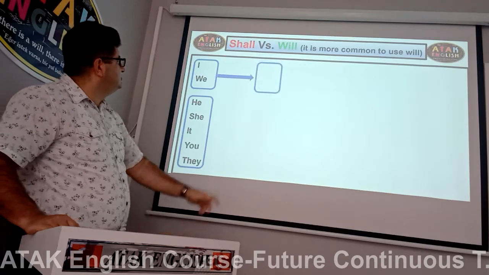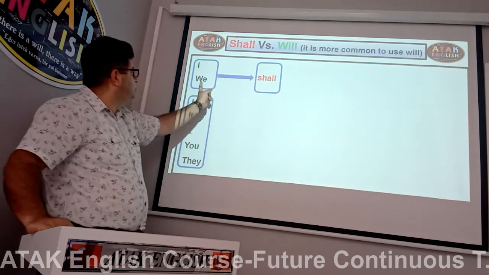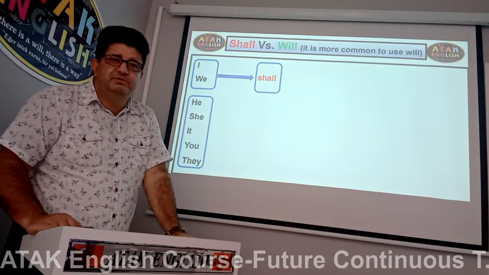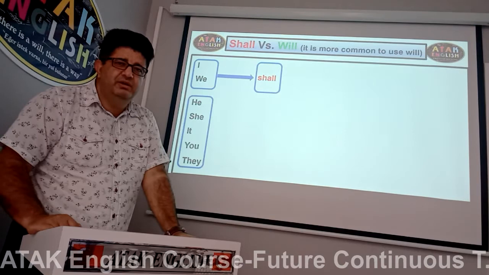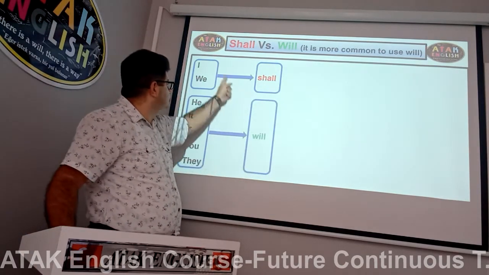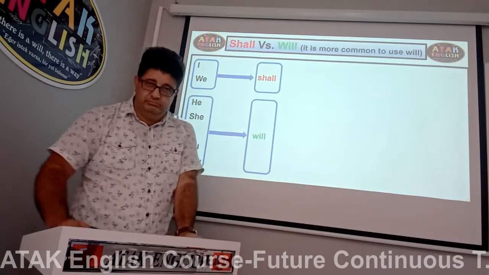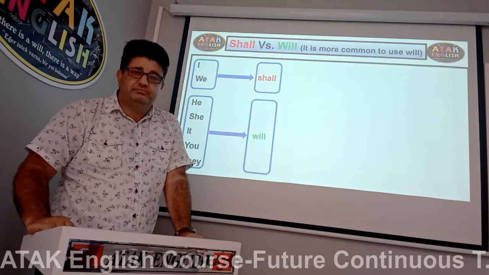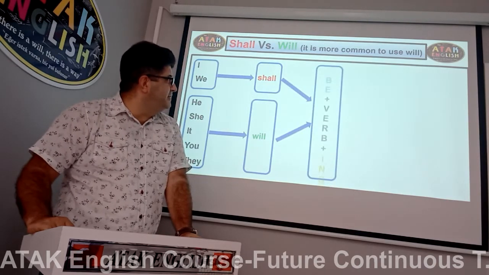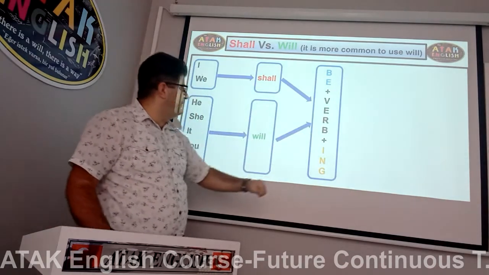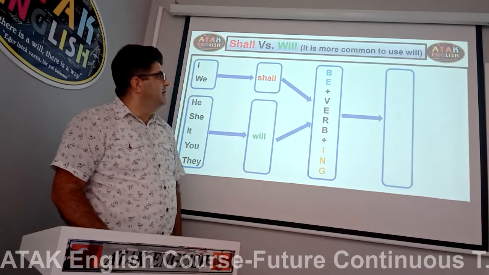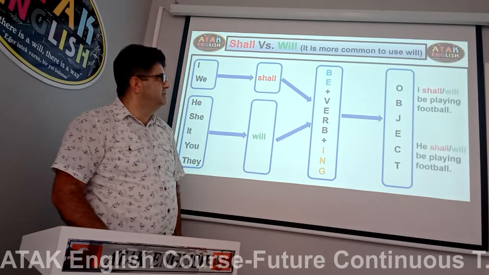Surely I can use shall instead of will with first person singular and first person plural. I, we, shall, I can say. But will, I can use with all of the subjects, not like shall. What comes after? I shall be verb-ing, or he will be verb-ing, and our object to complete the sentence.